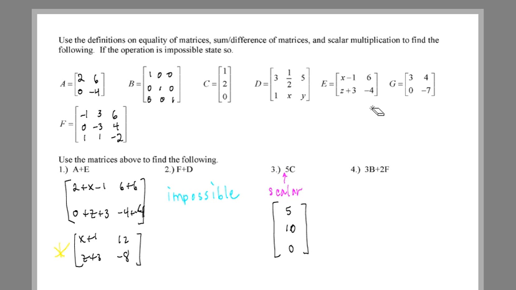Let's look at 3b plus 2f. First, let's look at b and f. Can I add those? There's b, there's f. They're both 3 by 3 matrices, so yeah, I can add them. Now what I'm going to need to do though is multiply b by the scalar of 3, f by the scalar of 2, then add corresponding entries. It's best to write this down because it's so easy to make a careless mistake.